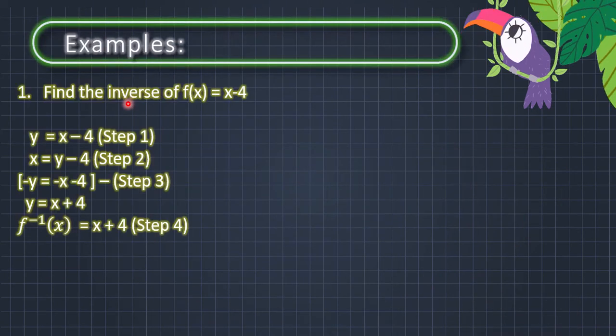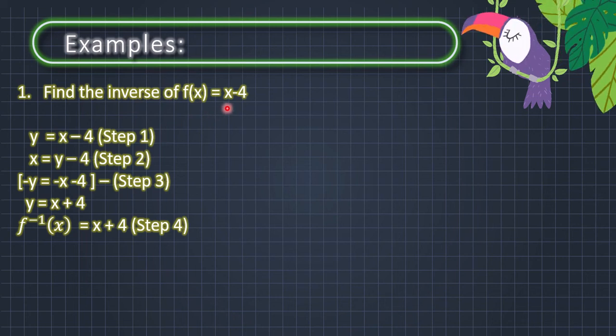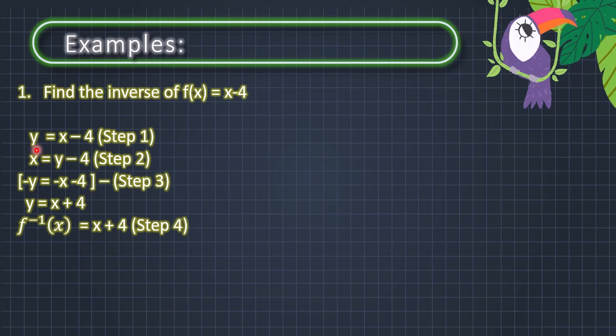Starting with our first example, we have: find the inverse of f of x equal to x minus 4. Take note that in step 1, we need to replace f of x with y. So you have it here. f of x now turns to y, and we simply copy the remaining expression. We have y is equal to x minus 4.